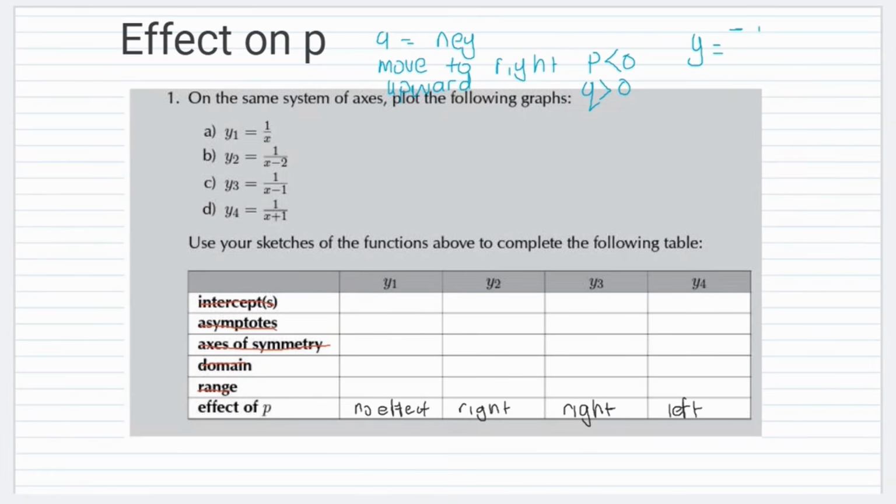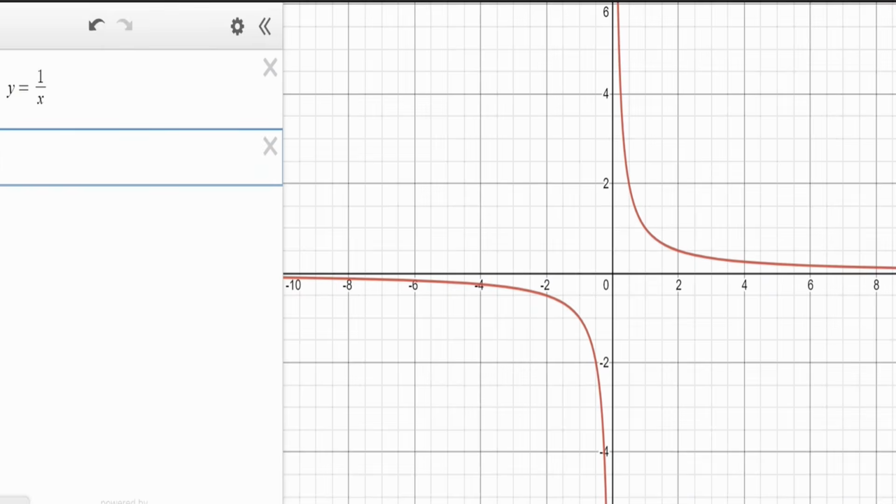So just any graph, let's say y equals negative 1 divided by x. P is negative, so it's going to say x minus 2, then plus 4, right? So let's sketch this graph on my graphing calculator: y equals -1 divided by (x minus 2), plus 4.